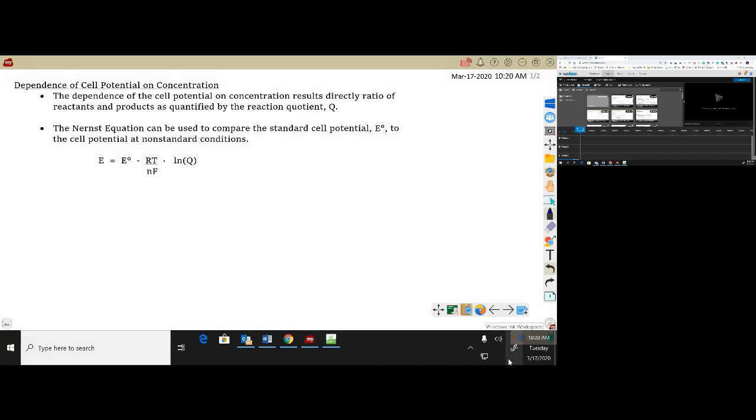This video will look at the dependence of cell potential on concentration. Sounds like a good one, right? So we've always been talking about this cell potential, this force that pushes electrons through a system, and that we've had solutions that are 1 molar. Standard cell potential is measured with solutions at 1 molar.